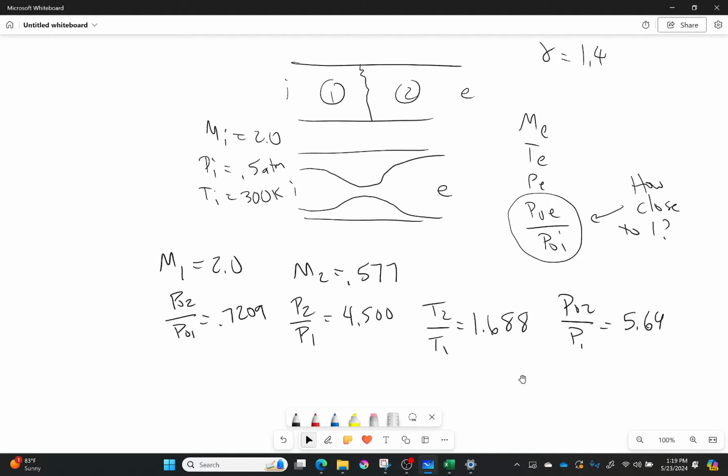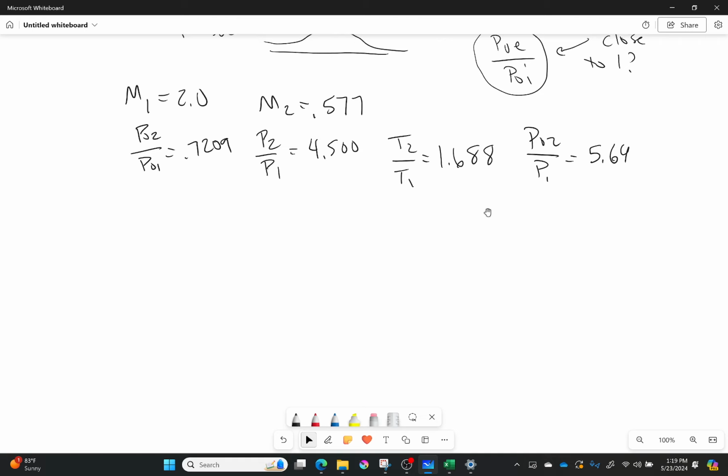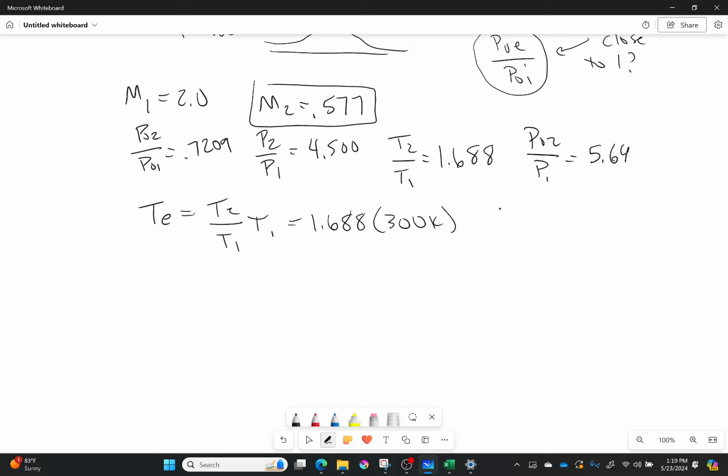With that, I have enough to solve for this first problem. I already know the Mach number, so we got the exit Mach number done. Happy days. Now let's get our exit temperature. T exit is going to be equal to, as a note, E and 2 are the same thing in this case, T2 over T1 times T1. That's 1.688 times 300 Kelvin, or 506 Kelvin.